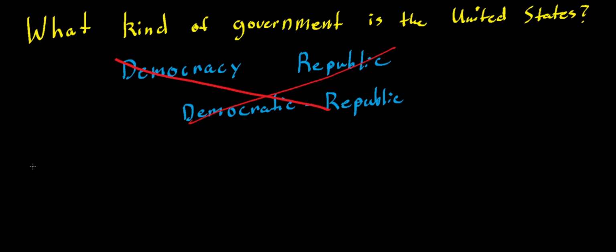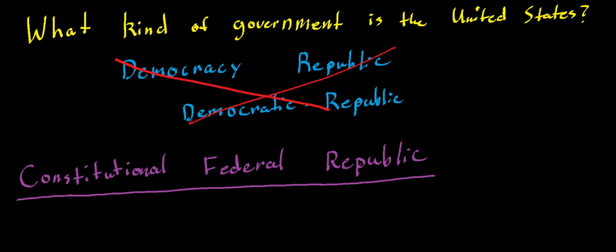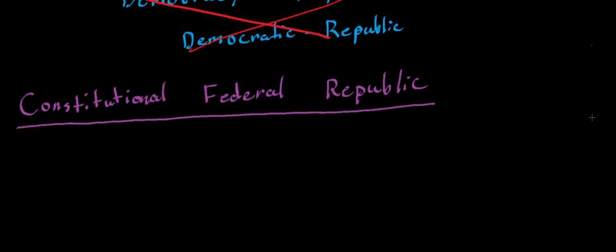In reality, the most accurate description of the United States government is a constitutional federal republic. But what does it mean to be a constitutional federal republic? Well, let's break it down.